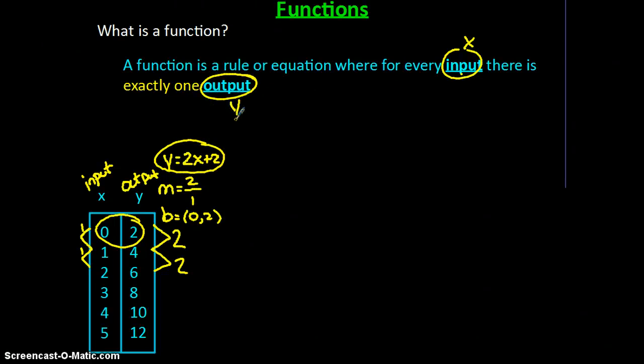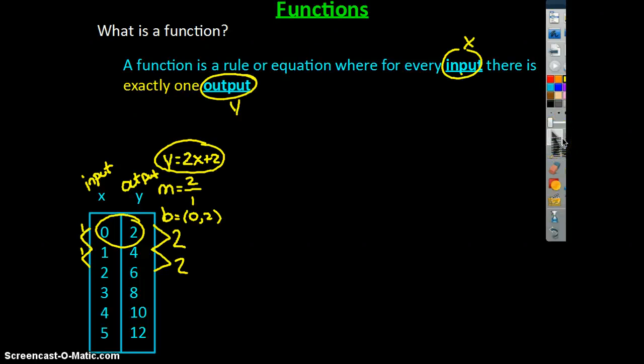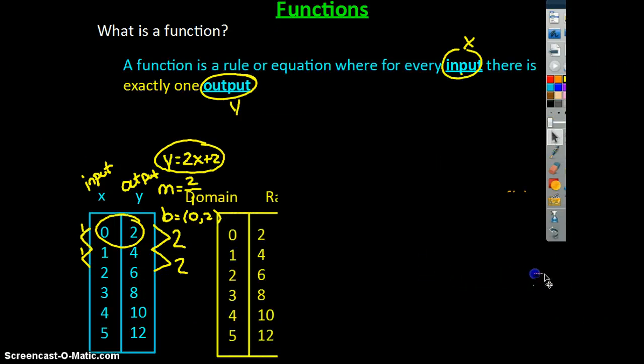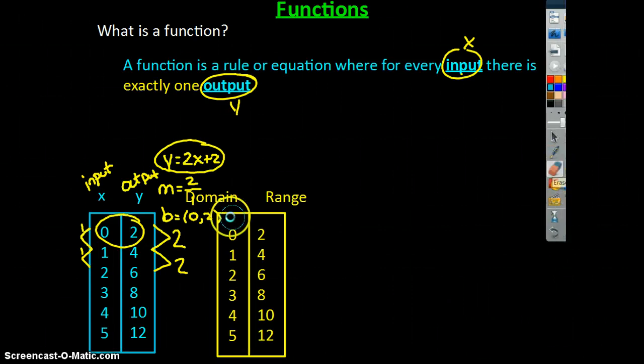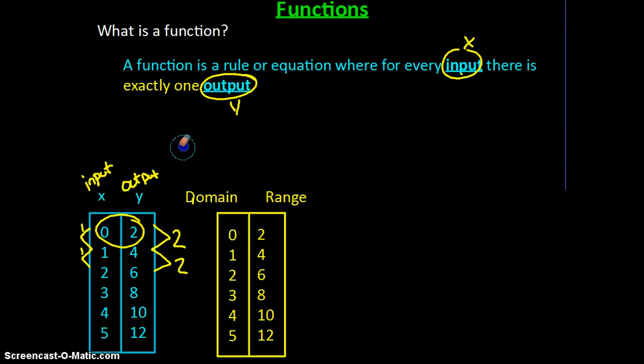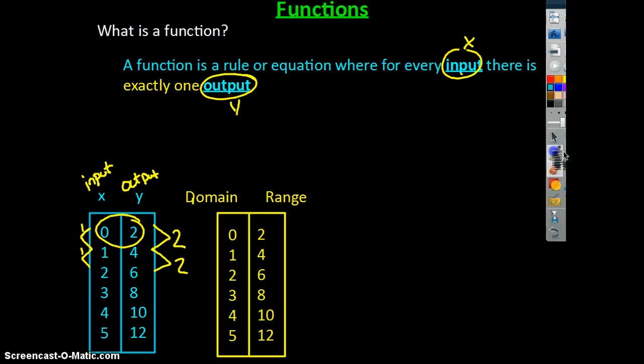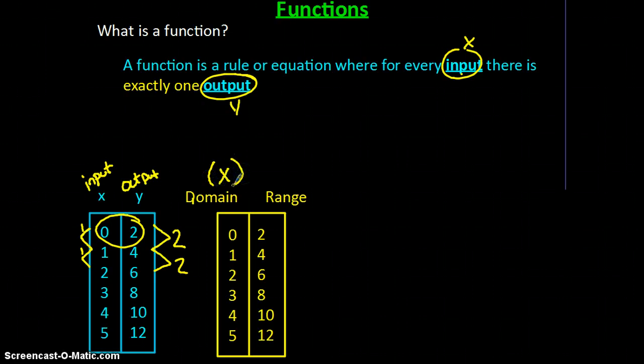Now we've also called these functions x, y, input, output, as something completely different, however, with the same meaning. You may remember before about domain and range. Domain is going to represent our input, our x value, whereas range will be talking about our y value, our output.